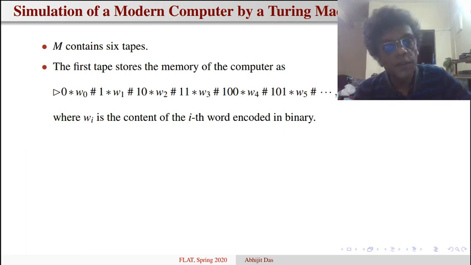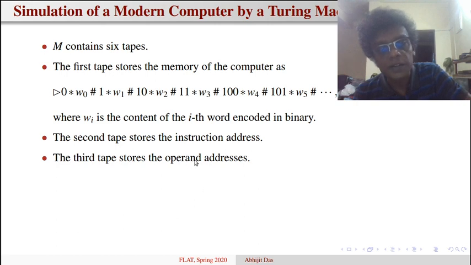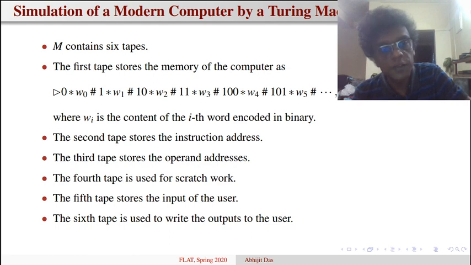Then what about the remaining 5 steps? The second step will store the program counter, or the instruction address from where to fetch the next instruction. And the third step will be used to store the operand addresses. Operands are needed for some instructions. These addresses will be stored here. And let us say we have a scratch tape for doing all calculations. This is the 4th step. This is used for all operations. And the 5th step is where the input is provided. And the 6th step may be used to write the outputs meant for the user.